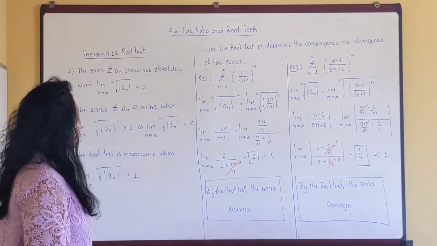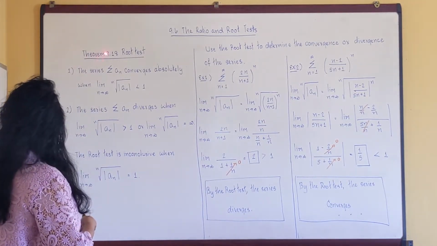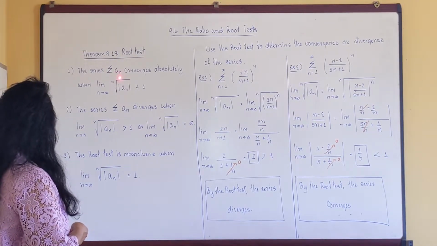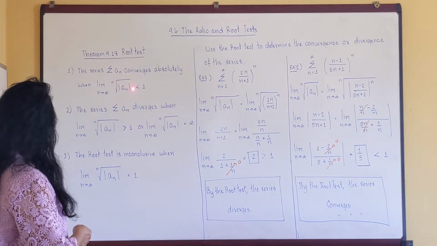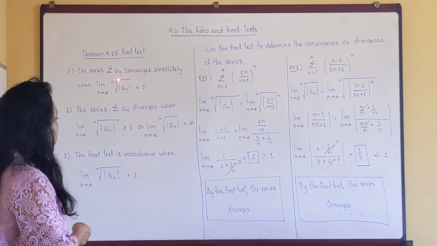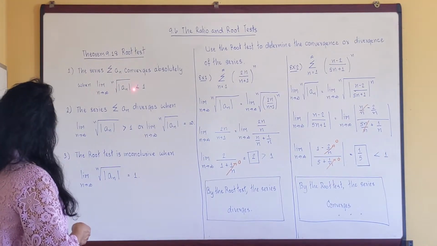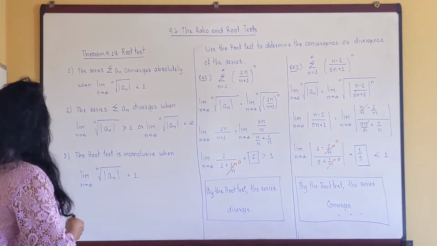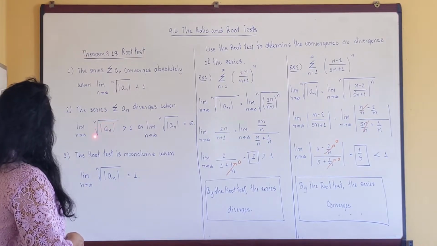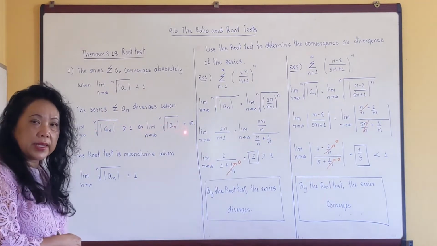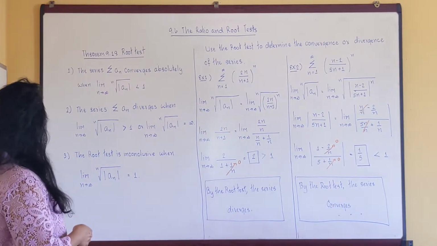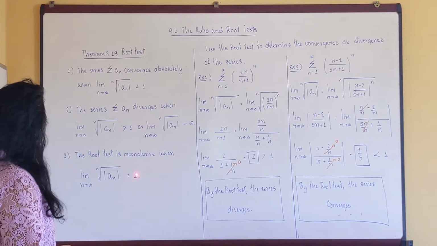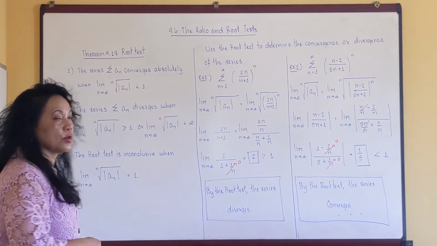Alright, the next one is called the root test. This is theorem 9.18. The theorem says that if you have a series a sub n, and if you put them in absolute value and take the nth root, and you get less than 1, you can conclude that it converges absolutely. If you take it in absolute value and take the nth root, and you get something greater than 1 or infinity, you can conclude that the series diverges. Now, if you get 1, you can say that it's inconclusive.